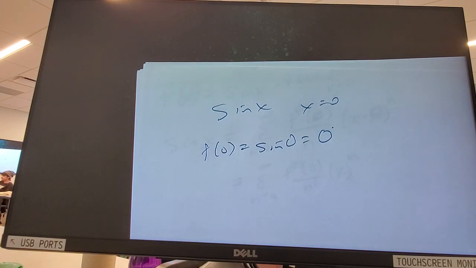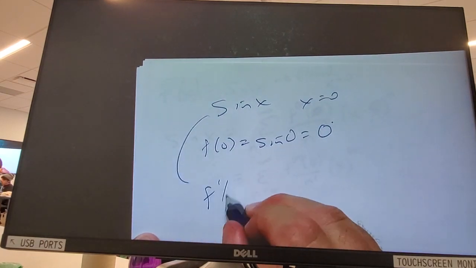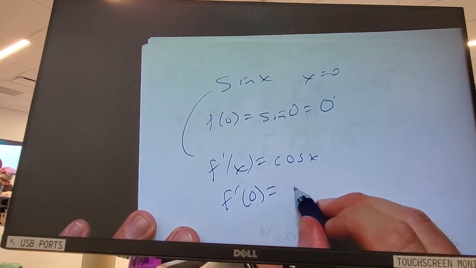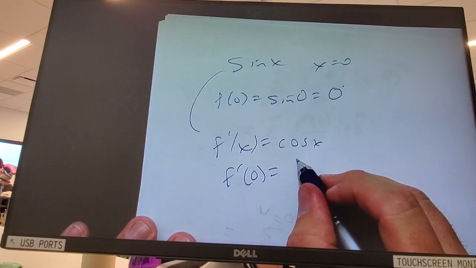Okay. What do I need next to find the equation of the tangent line? To find the equation of a line, I need 2 things: a point and the slope. And now you're like, I remember, it's the derivative. Yes. So what is the derivative? And what is the derivative of that at 0? 1.